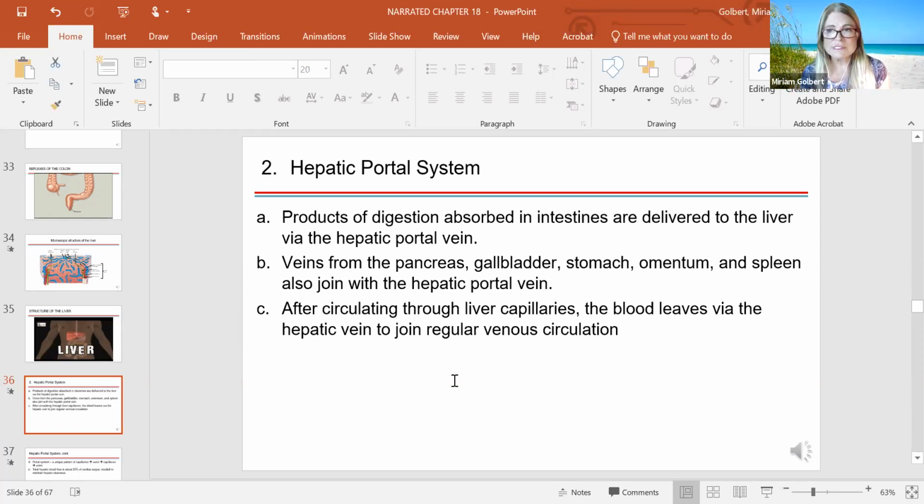A portal system is when we start with veins, tissues, veins. So it's a little different, right? We only have two in our body. We have one between the pituitary and the hypothalamus, and the other one is in the liver. So what we're going to learn is how we absorb the nutrients via the hepatic portal system.